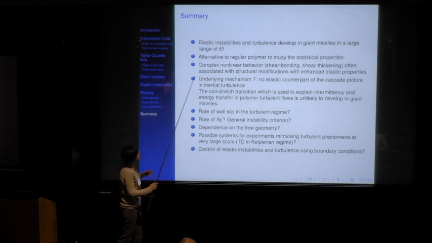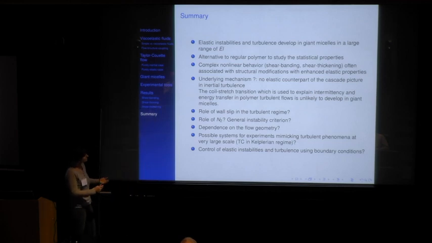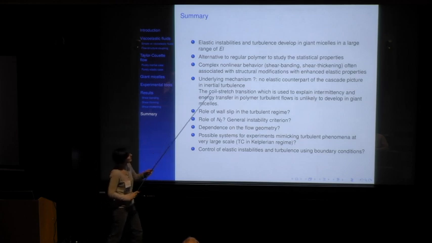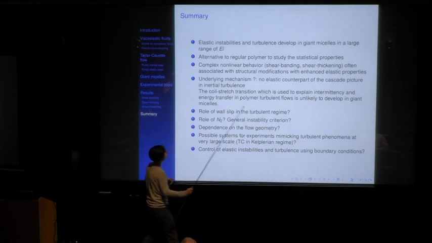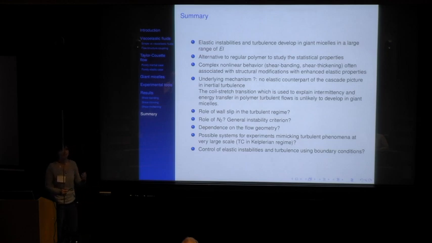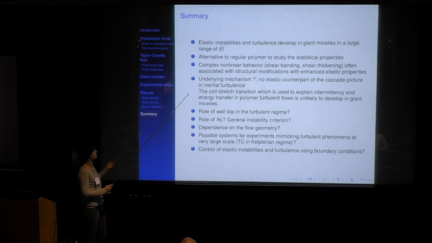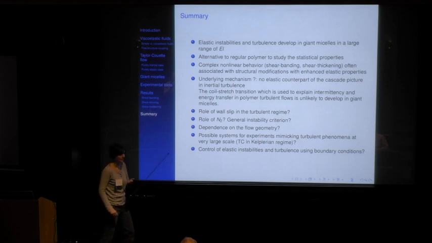They exhibit a complex nonlinear behavior, so they cannot be modeled by the simple Dumbbell model, but exhibit shear localization or shear thickening, which are connected to the development of a new mesostructure with enhanced elastic properties. And the emergence of this new elastic structure is responsible for the instabilities and the turbulence in this system. So yeah, the big question is, what are the underlying mechanisms? So this comes back to your question at the very beginning.